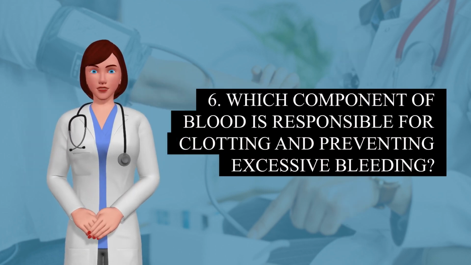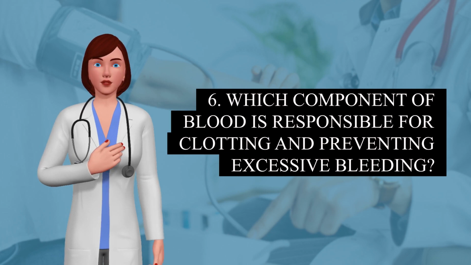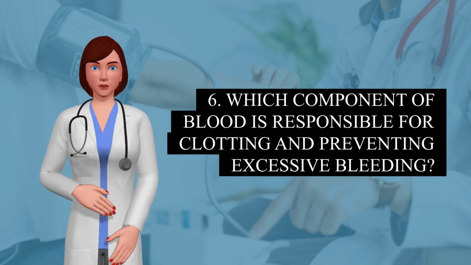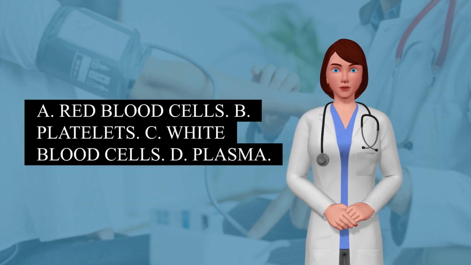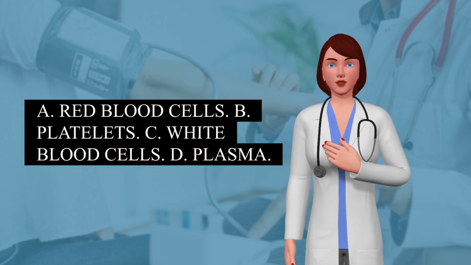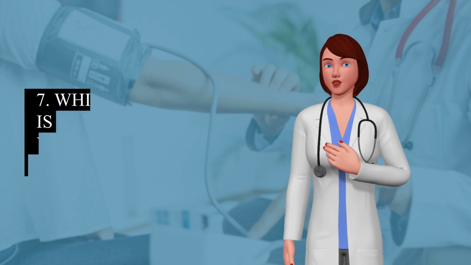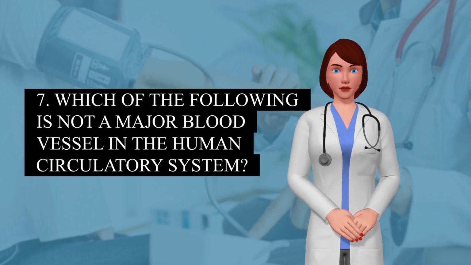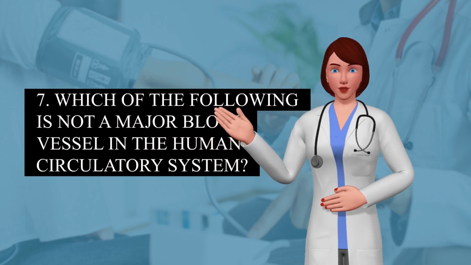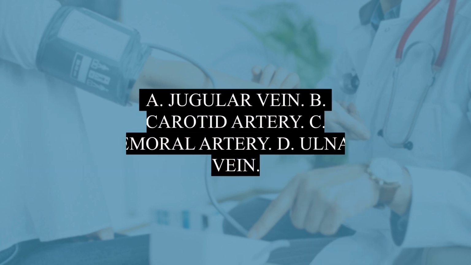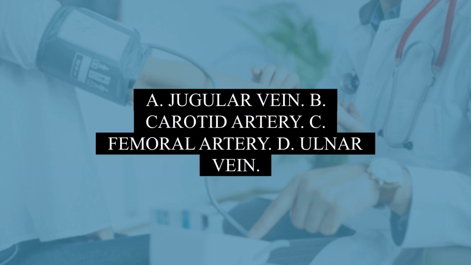6. Which component of blood is responsible for clotting and preventing excessive bleeding? A. Red blood cells. B. Platelets. C. White blood cells. D. Plasma. 7. Which of the following is not a major blood vessel in the human circulatory system? A. Jugular vein. B. Carotid artery. C. Femoral artery. D. Ulnar vein.